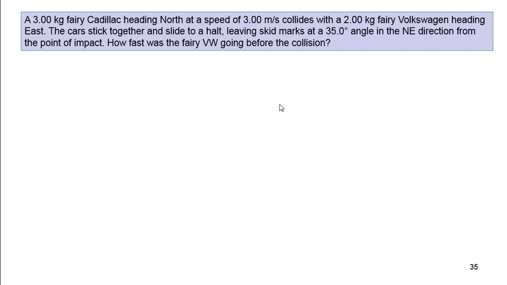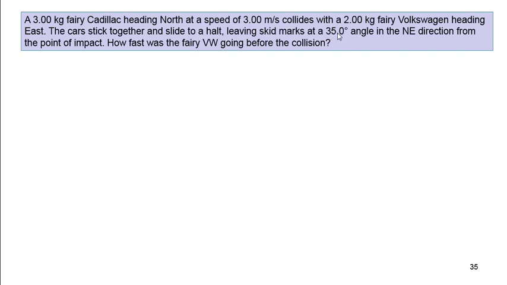Okay, so we have something with an initial velocity that's in the north direction, and then something else with an initial velocity in the east direction. So already we can tell that there are these two dimensions involved here. There's the y dimension and the x dimension. We know the cars stick together. That's telling me that this is a perfectly inelastic collision. And all we know about what happens afterwards is the angle. We don't know what the v final is, the x component of v final or the y component of v final. We just know this angle.